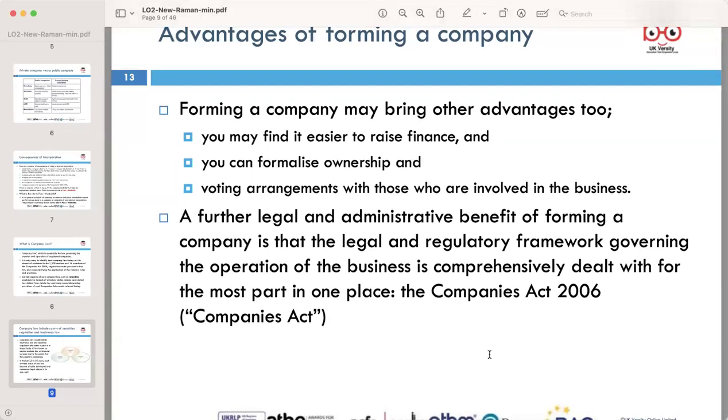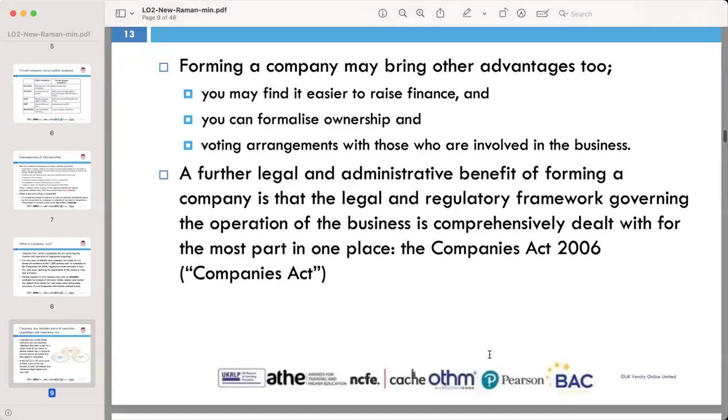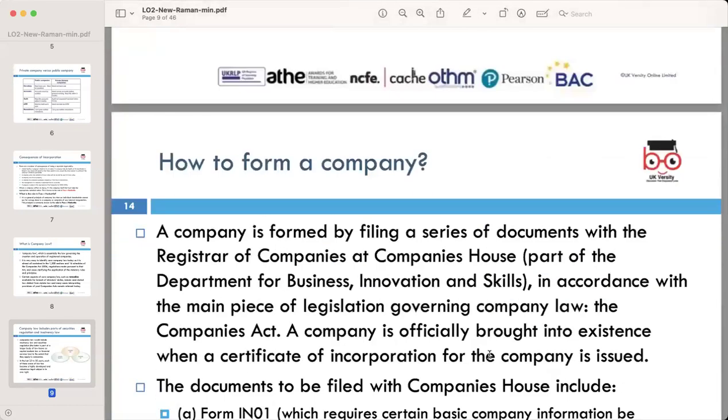Advantage to forming a company. Forming a company brings, as I said, several advantages. So how to form a company?